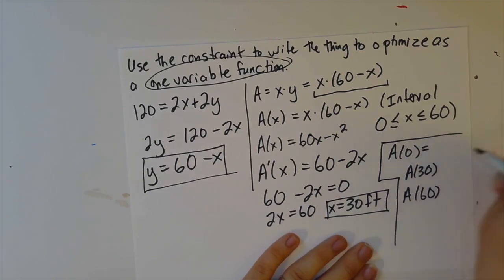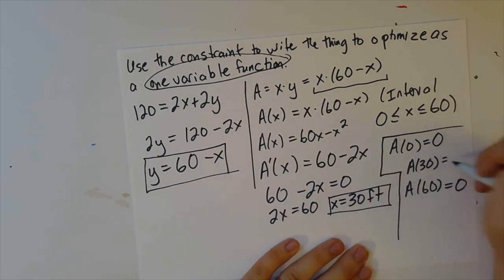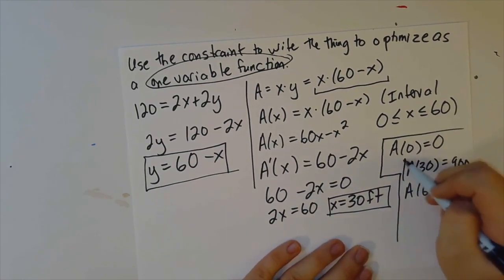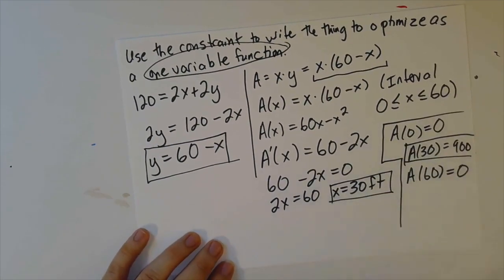Now, it's not so difficult to see that A of 0 is 0, and likewise A of 60 is 0. So those are definitely not the place where my maximum occurs. But A of 30, this is actually 900. And so that tells me this is really my best possible fence. So that happens when x is 30 feet.